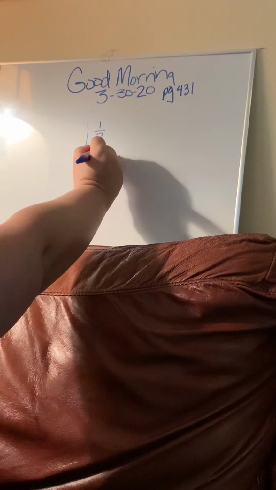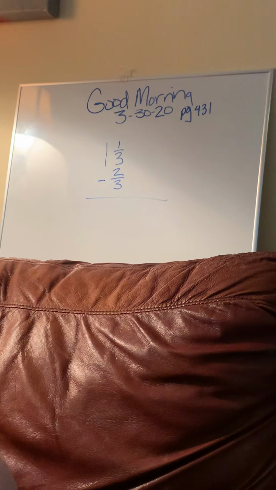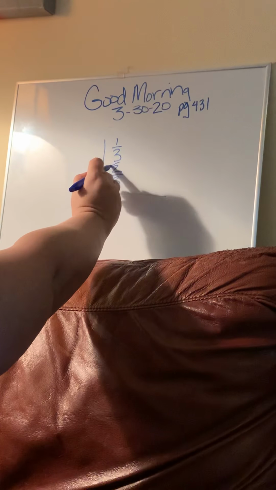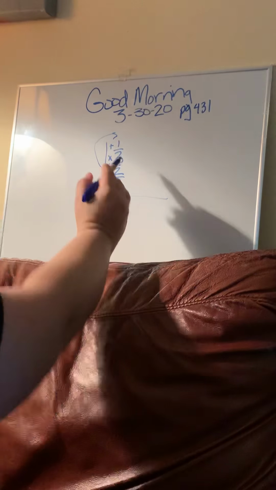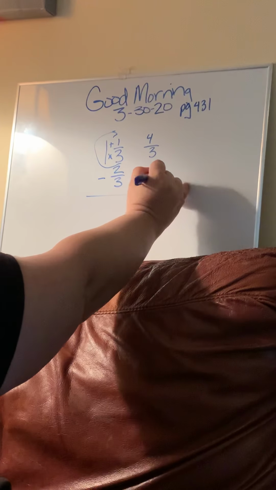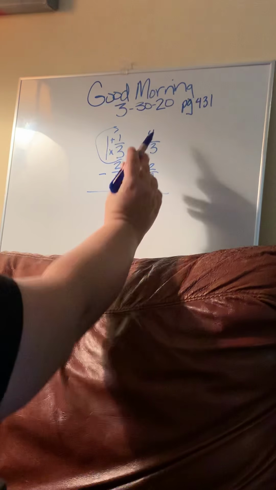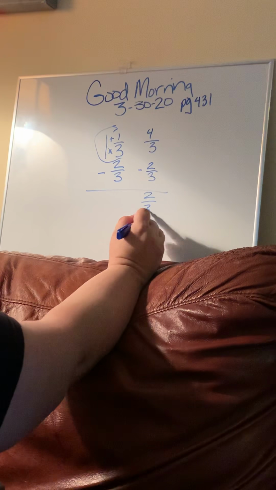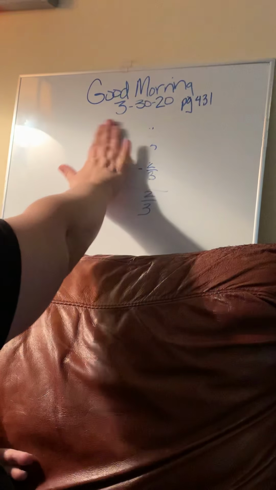We've got 1 and 1/3, and we are subtracting 2/3. So again, I'm going to use the method that I just used and change my mixed number into an improper fraction. 3 times 1 is 3, plus 1 more is 4 over 3. The 2/3 is already in fraction form, so I'm just going to subtract 2/3. And so if I subtract 4/3 minus 2/3, I end up with 2/3. Everybody see that?